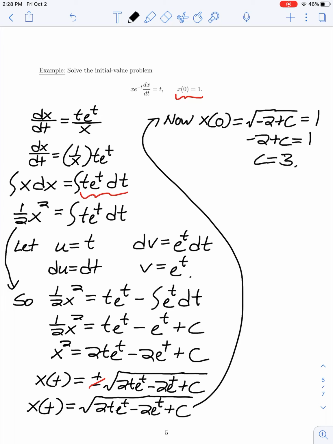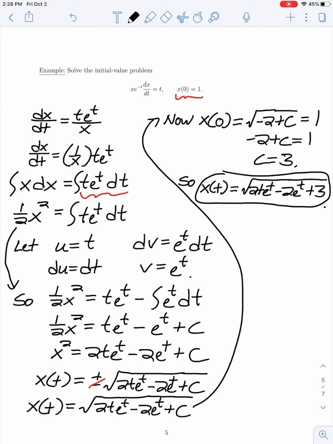And now once I have the value of my constant c that satisfies the initial condition, I'm going to substitute it back into my general solution, and I have x of t is equal to the square root of 2t e to the t minus 2 e to the t plus 3. So this would be my solution of that initial value problem. And because I was able to solve for x explicitly in terms of t, we would call this an explicit solution.